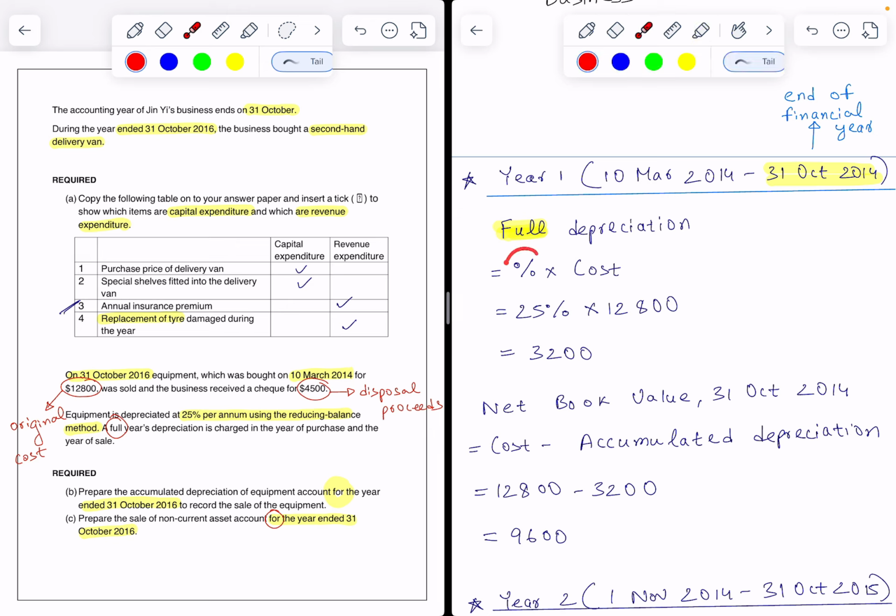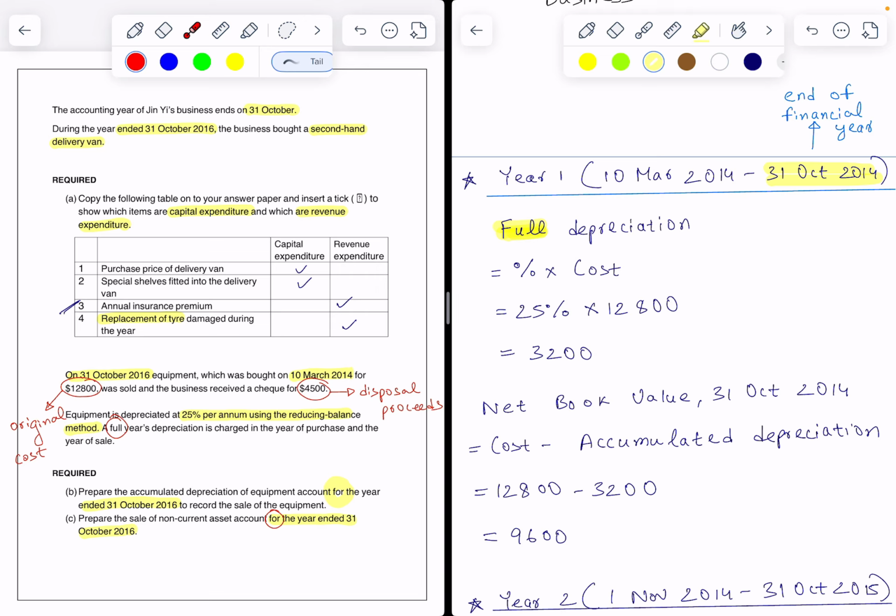We simply take the given percentage and multiply it with the original cost. The given percentage in the question is 25%, and the original cost is $12,800, which gives us a full depreciation of $3,200. Now, I recommend you always calculate the net book value at the end of the financial year every time you're using the reducing balance method.